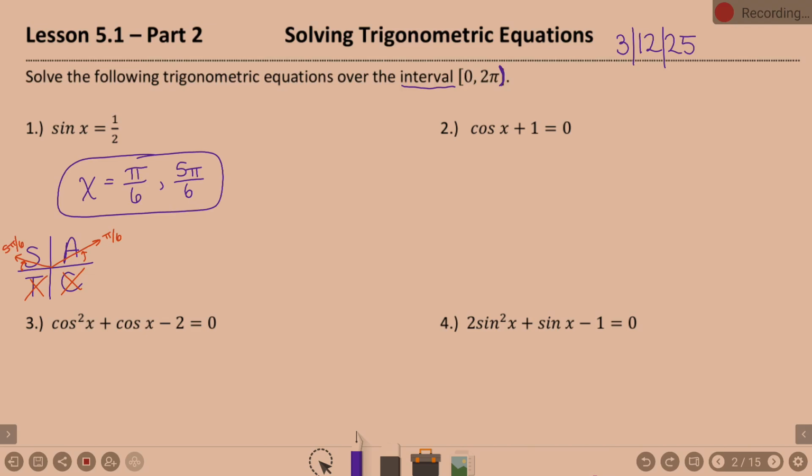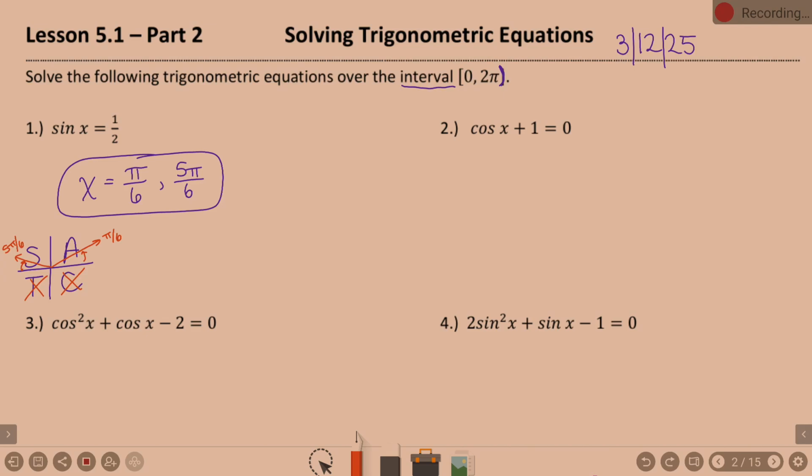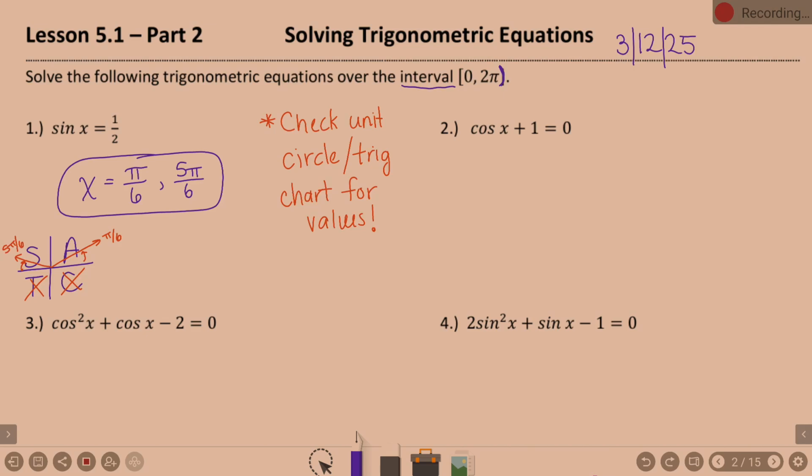Now, note, what did we do there? We used our unit circle and the trig chart for our values. So that is the note I'm going to put here: we're going to be checking the unit circle and our trig chart for values. That's why you're going to want to have those out today. That's our basic starter.